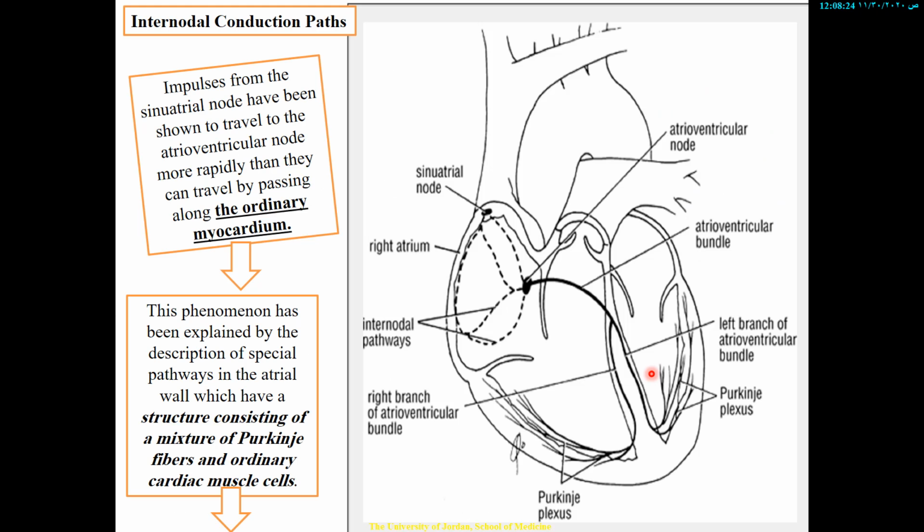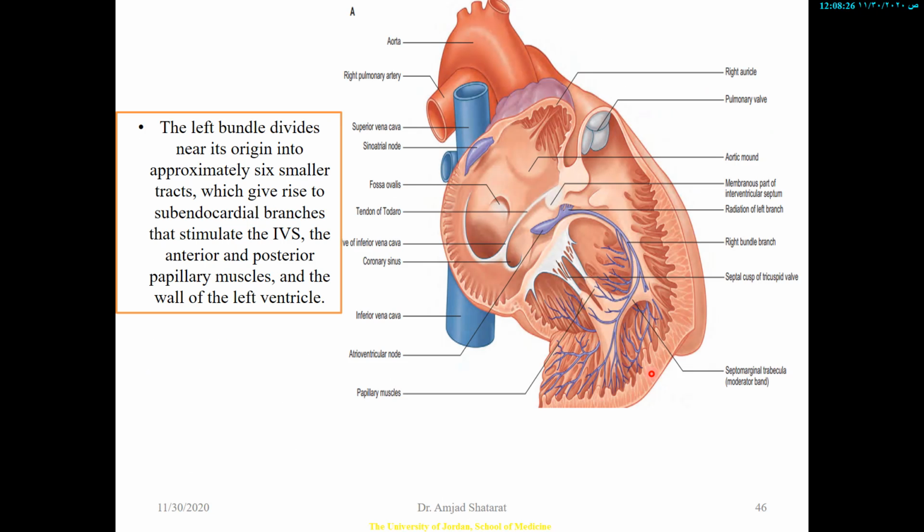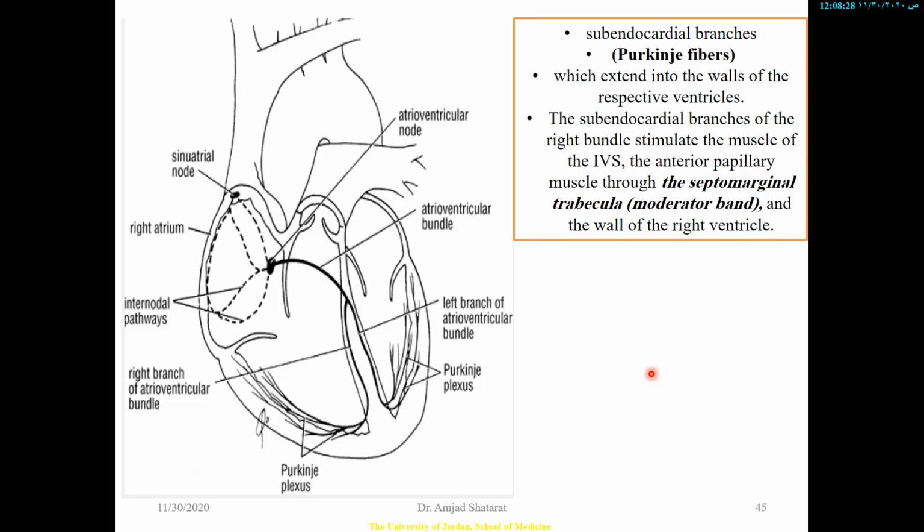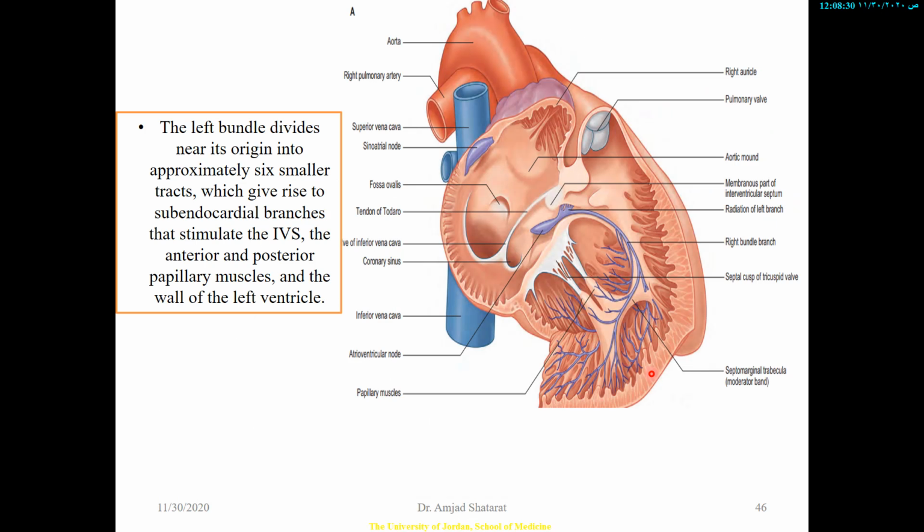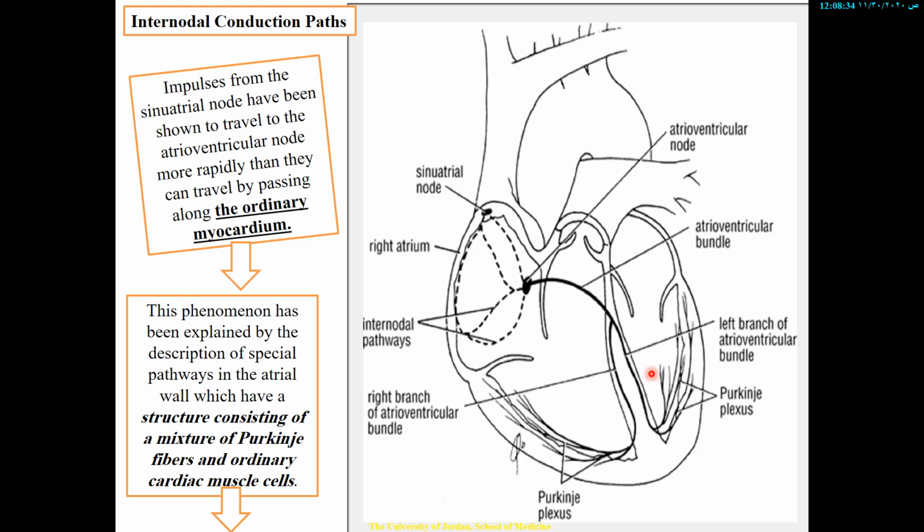Of course, Purkinje fibers, they are easy to go through. I think you can go through them. They are clear.